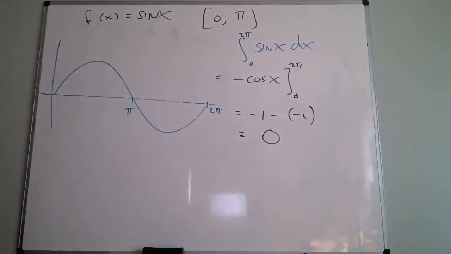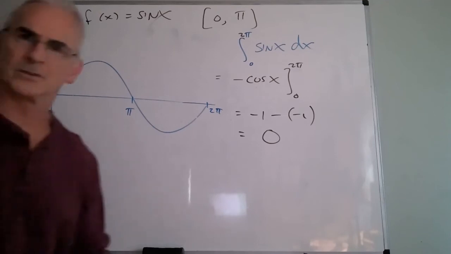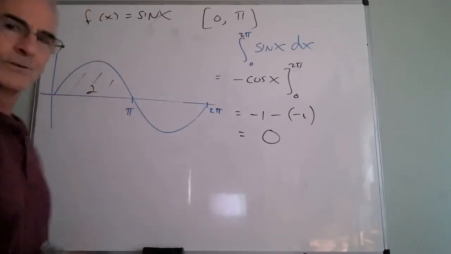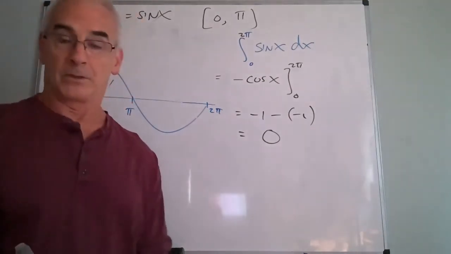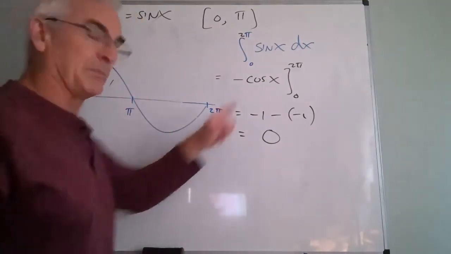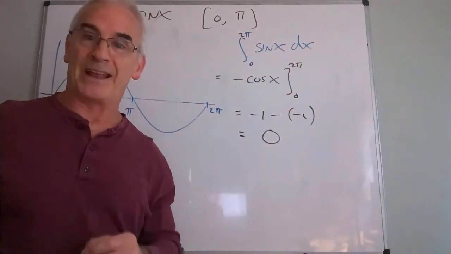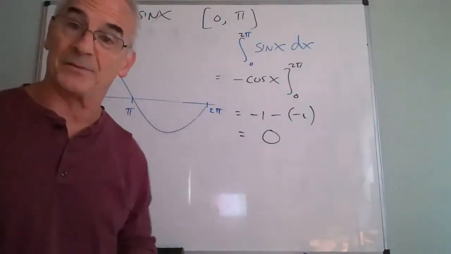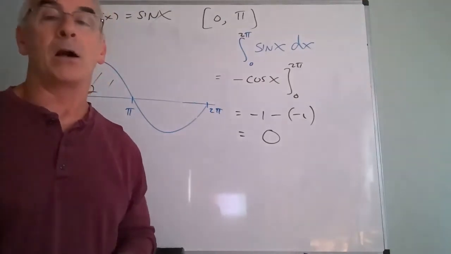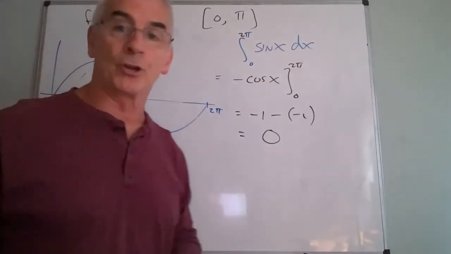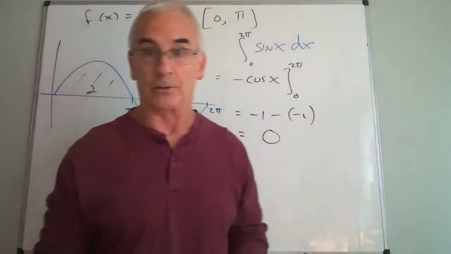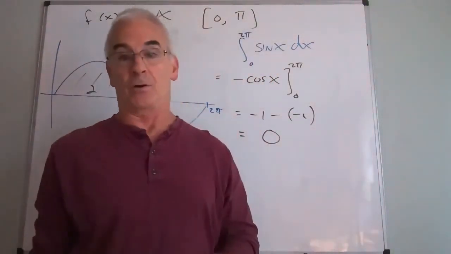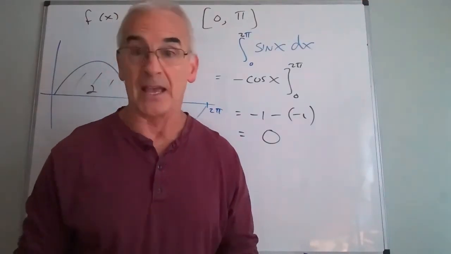Wait a minute. Why did I get 0? If this area here was 2, shouldn't I have gotten 4? No. Because this curve dipped below the x-axis. The area, quote unquote, under the curve, all of this, therefore, produced a negative value. Oh. So when you're actually calculating an integral, the value of an integral can be 0.